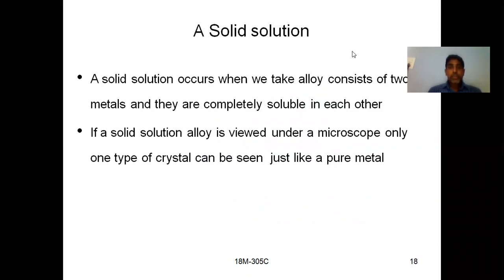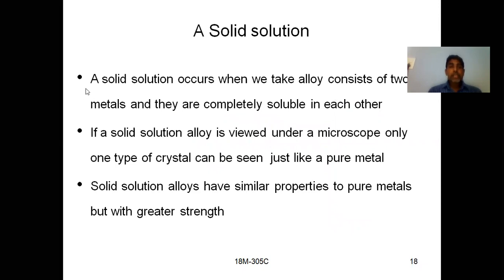A solid solution occurs when we take an alloy consisting of two metals and they are completely soluble in each other. They should be soluble in each other, then only you will get a solution, right? If it is not soluble, you are not going to get any solution. So the first condition is they should be soluble in each other.